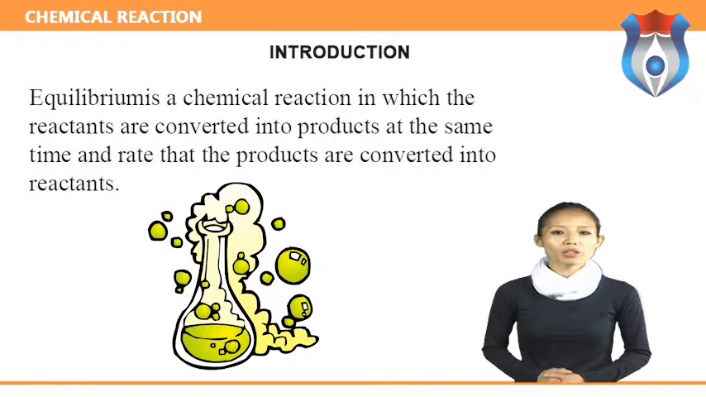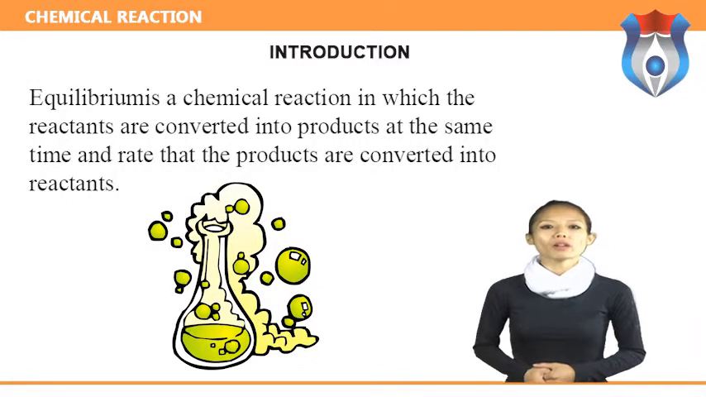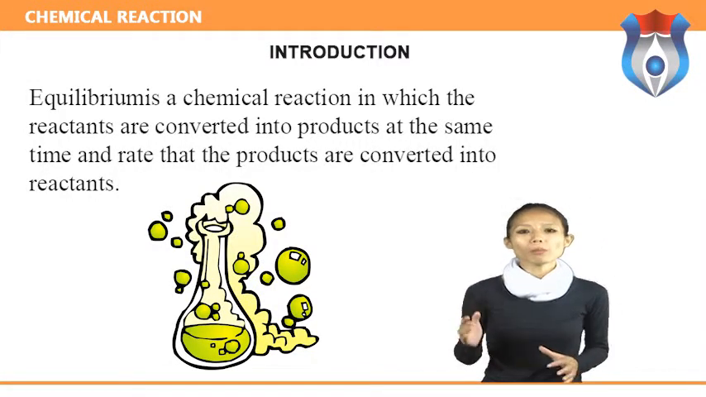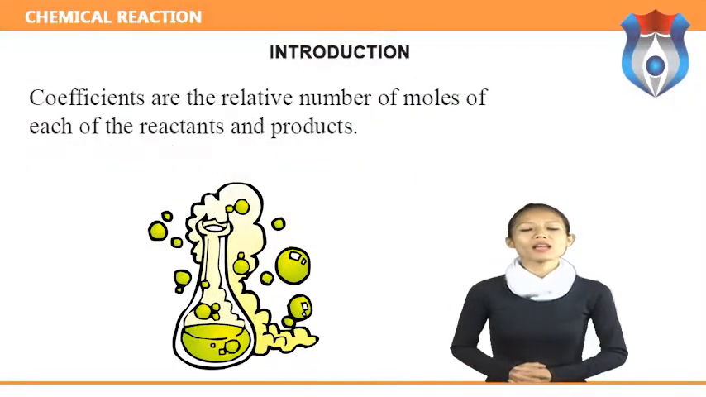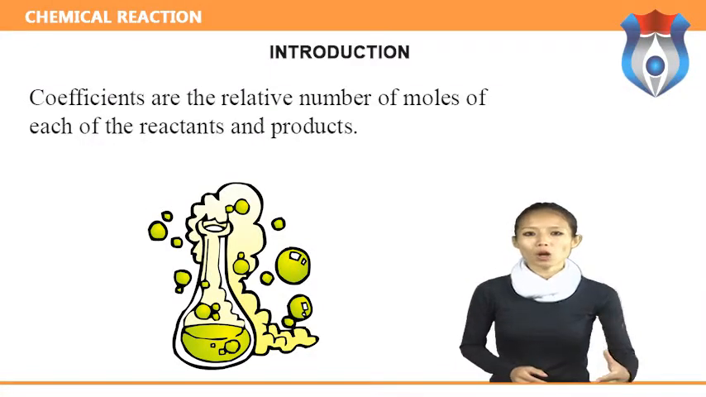Equilibrium is a chemical reaction in which the reactants are converted into products at the same time and rate that the products are converted into reactants. The reaction arrow for an equilibrium looks like right and left pointing arrows written one on top of the other. Coefficients are the relative number of moles of each of the reactants and products. These numbers are written in front of the chemical formulas.